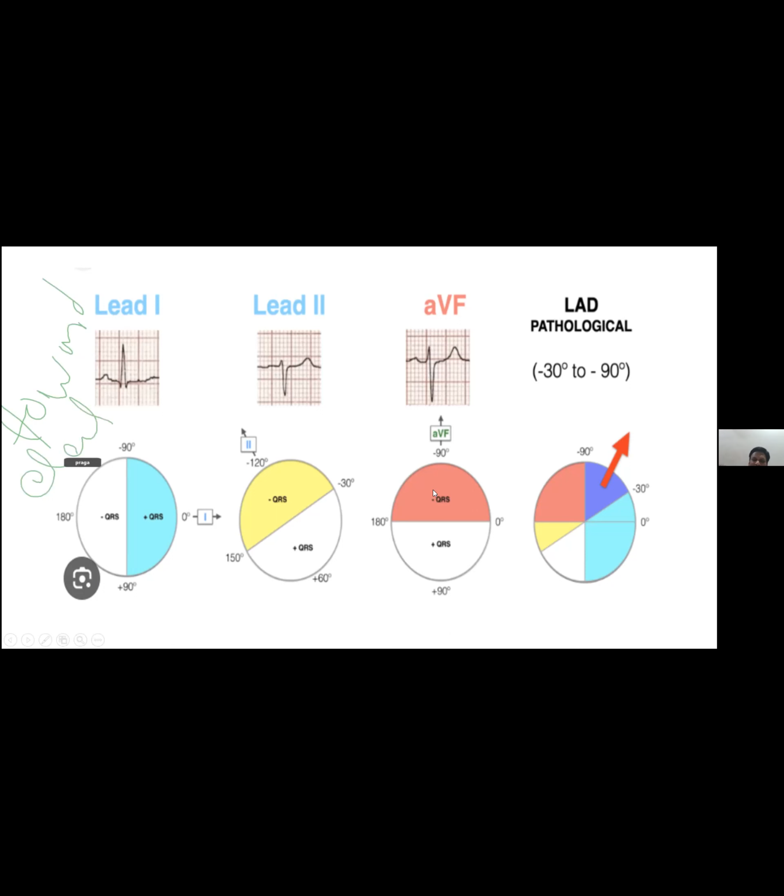So you are having lead 2 negative, AVF negative, QRS complex negative, and when you accumulate all these things together, you will have a left axis deviation, a QRS axis between minus 30 and minus 90. To make you understand, there is a picture. Whenever you have lead 2 negativity and AVF negativity, it means the patient has a left axis deviation. As simple as that. Lead 1 positivity, lead 2 negativity and AVF negativity is left axis deviation.